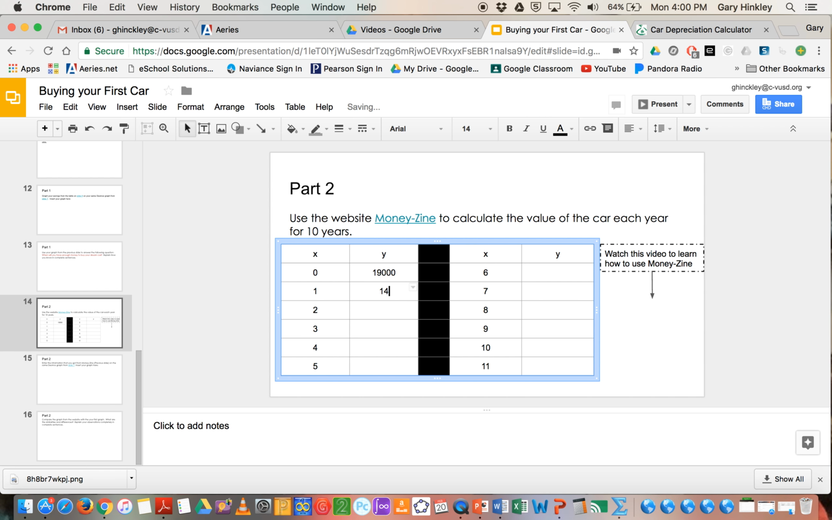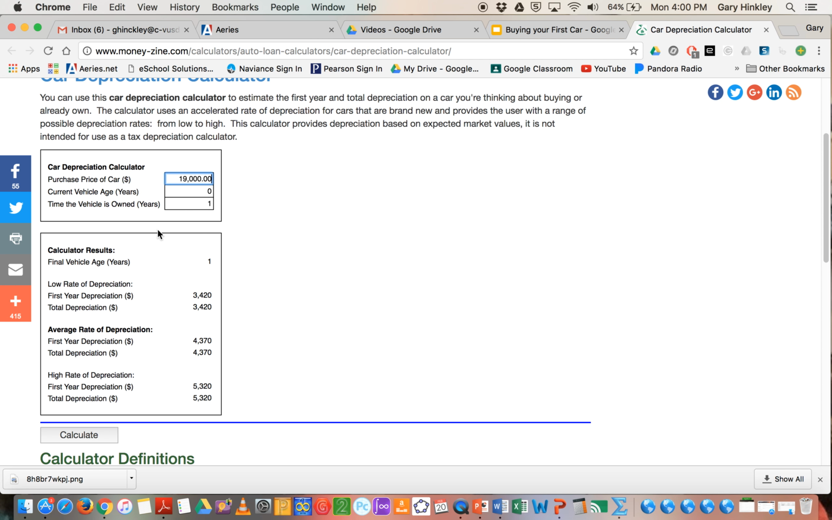So that was 14,630. And then we go back to the calculator and do year 2. Back to my calculator, I change this to a 2, hit calculate, and as you can see, the total depreciation of the car again changed. Again, this is what you are going to subtract from 19,000. So on a separate piece of paper, using a calculator, I do 19,000 minus 6,565, which I calculate to be 12,435.